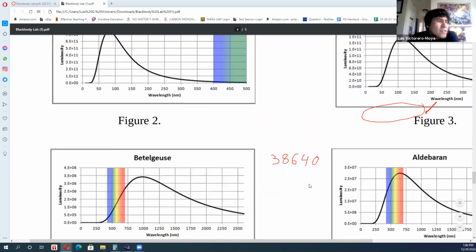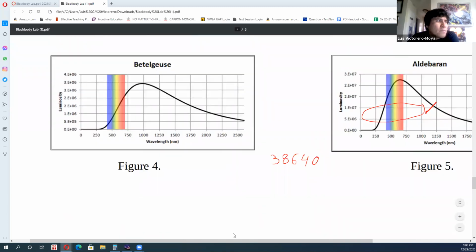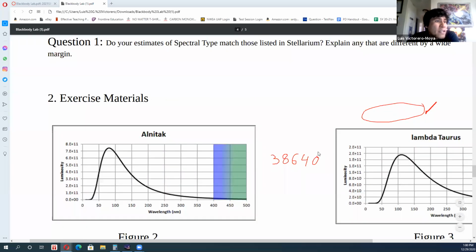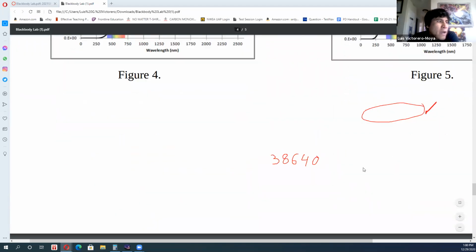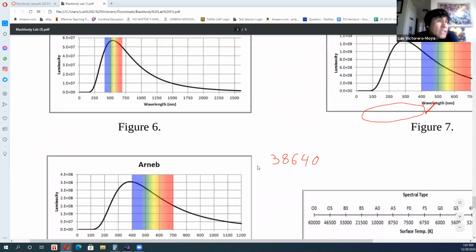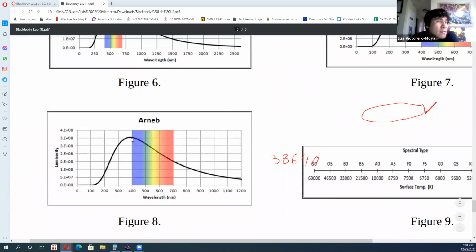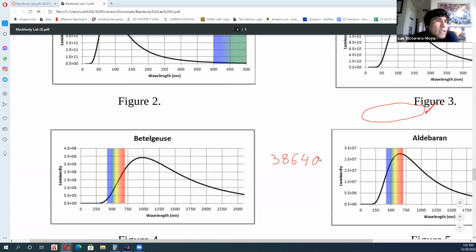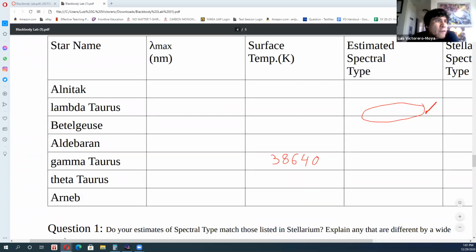You do the same procedure I just explained for the other stars. Be careful when you have curves like this, because that will give you more room for error. This type is very easy. This one as well. This one is not so bad. This one is not bad. But be careful when you have such a large peak like this, because the precision will decrease. The same here. But guys, I'm not going to be grading that you get a perfect estimate. I'm going to be grading that you are actually doing this right.